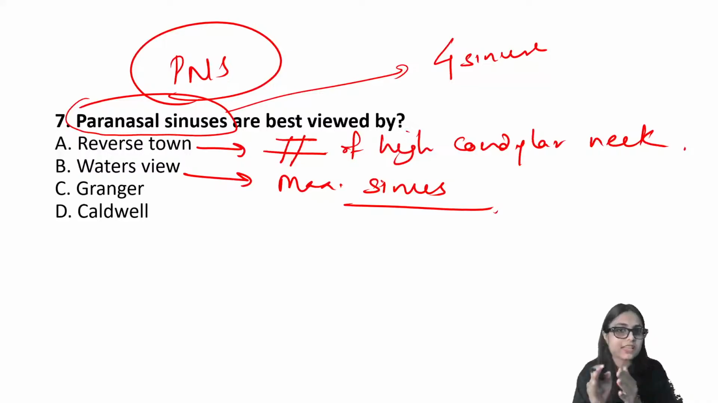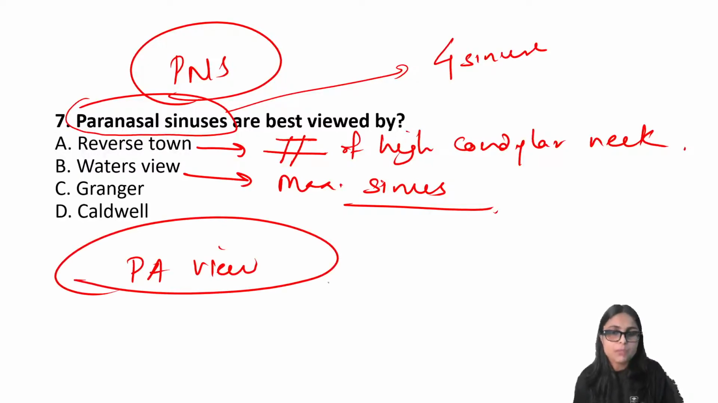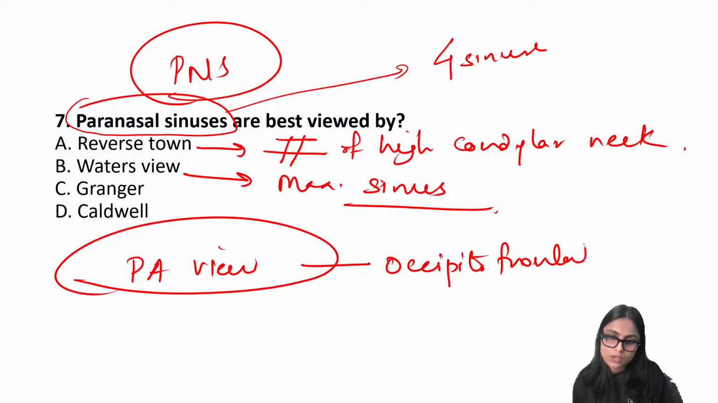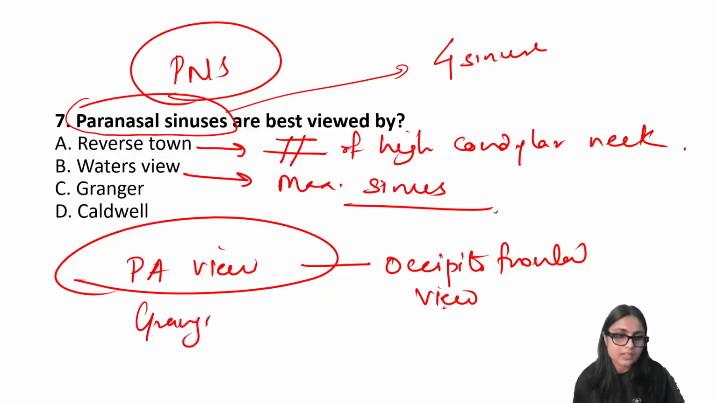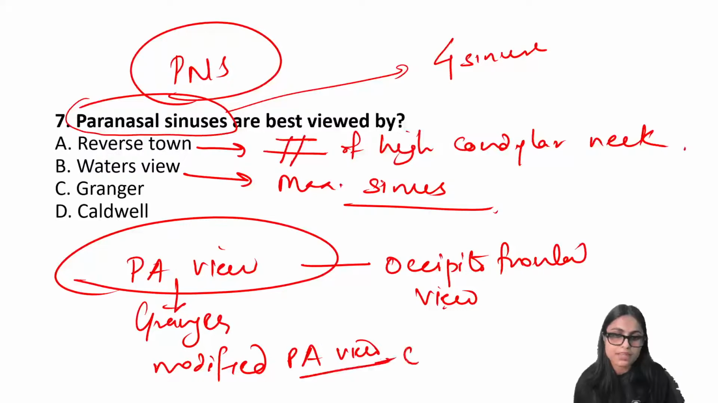And when we talk about paranasal sinuses, we have PA view. PA view is also called as occipitofrontal view. Okay. And Granger view is nothing but our PA view. And we have modified PA view also. Modified PA view is called as Caldwell view. And this PA view is used to view paranasal sinuses.